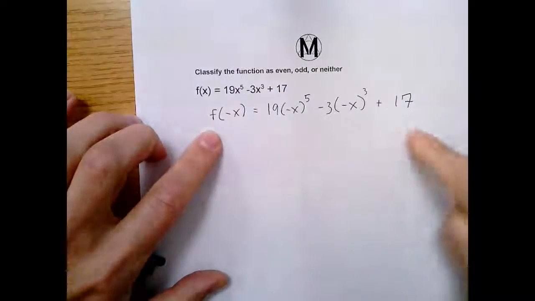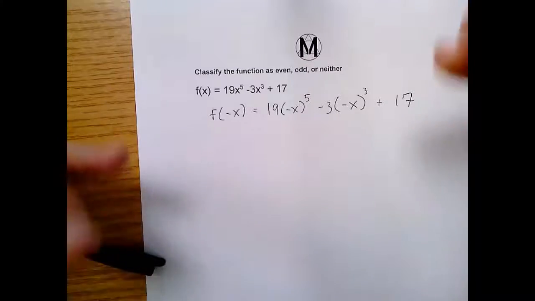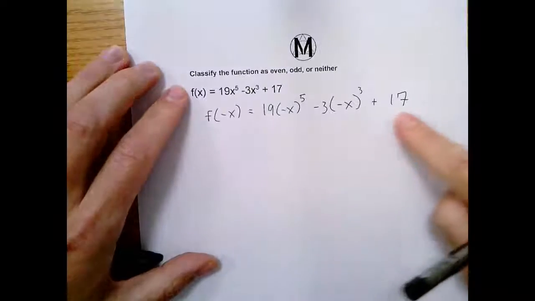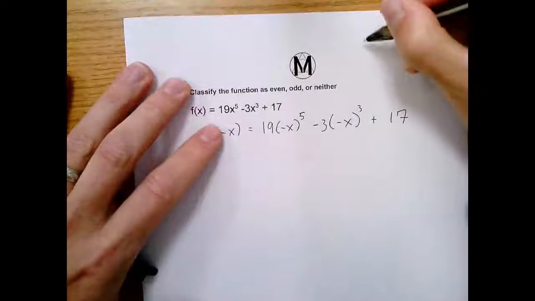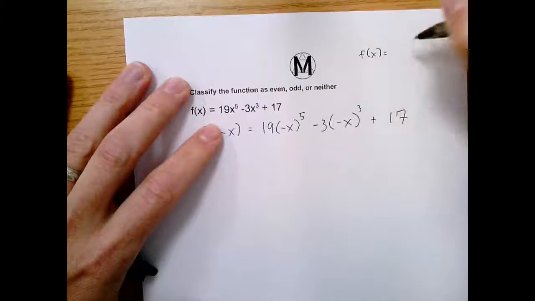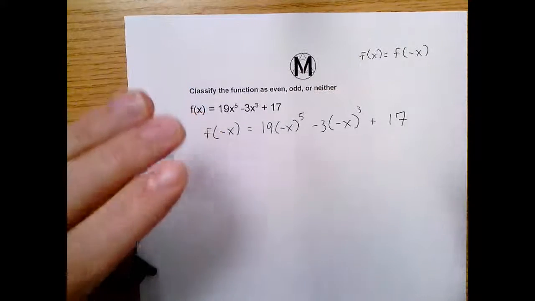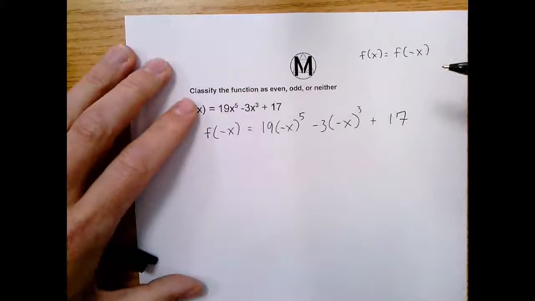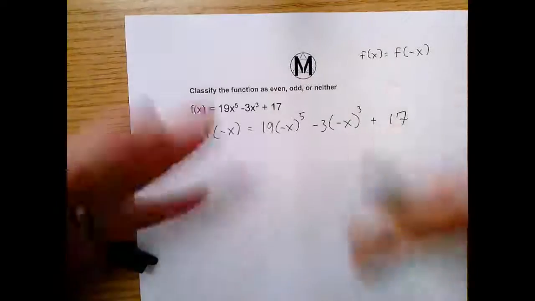This is looking at my function. And so what we do here, for classifying as either even, odd, or neither, it basically works like this. If you stick in a negative x instead of an x and re-simplify, if it is exactly what you started with, in other words, if f of x is the exact same as f of negative x, then you say it is even. If you put it in and every sign changed, like positives became negatives, negatives became positives, then it would be odd. And if it was a mix of the two, it'd be neither.